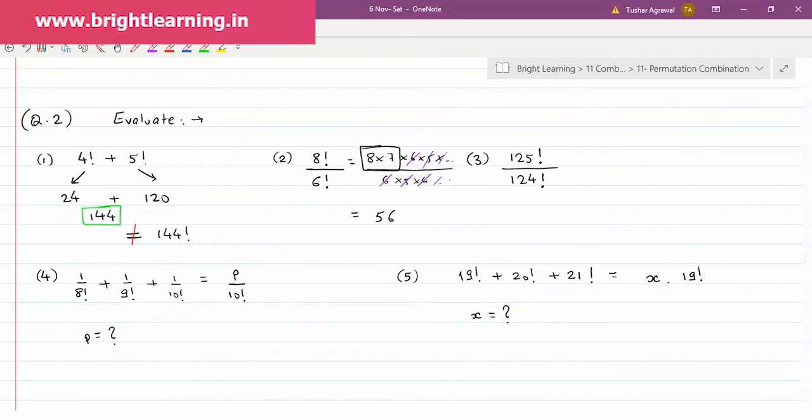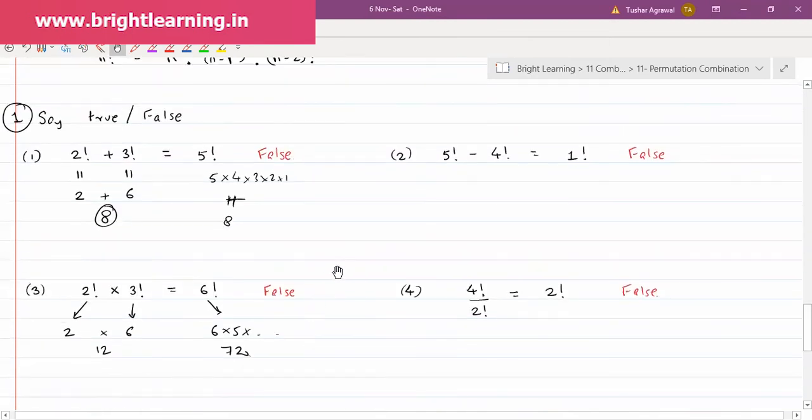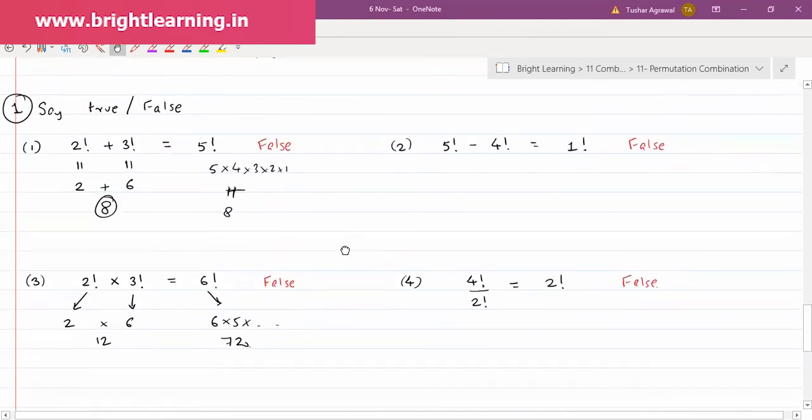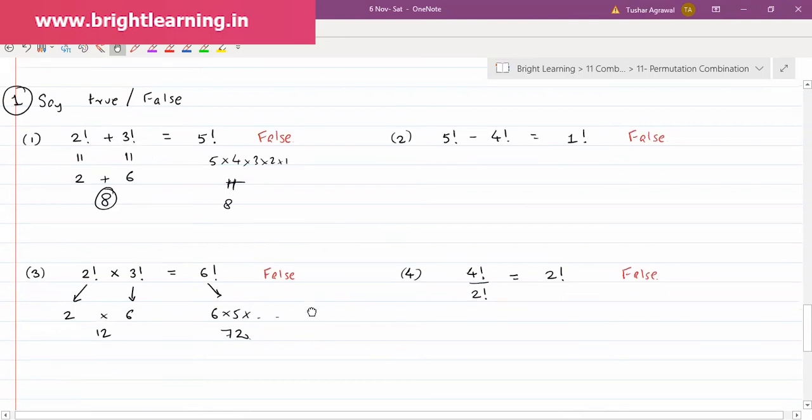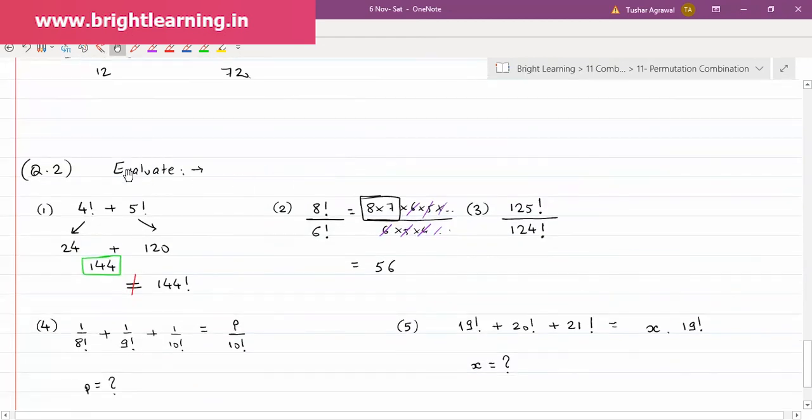Excuse me, sir. Yes, tell me. Sir, why can't we do it as we calculated in the true or false question? Why can't we do it as 4 into 3? Where is 4 into 3 in true or false? Sir, my question was in true or false, we did it as 2 into 1, then 3 factorial is equal to 3 into 2. We multiplied by the smaller numbers, sir. Why can't we do that in evaluate, like 4 into 3?